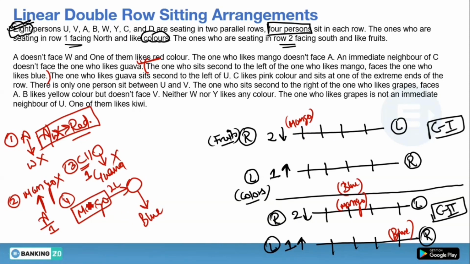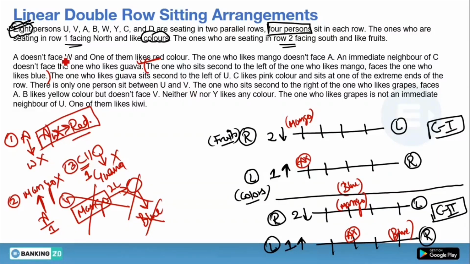Okay, now this fourth hint we have completely used, so we will cross it. And we know that in front of A, mango cannot come, so A is blocked here in row number 1. Similarly in case number 2, A will be blocked in front of mango, and there will be two possibilities of A in case number 2, that is A can come here also and A can come here also. So we cannot put this hint.